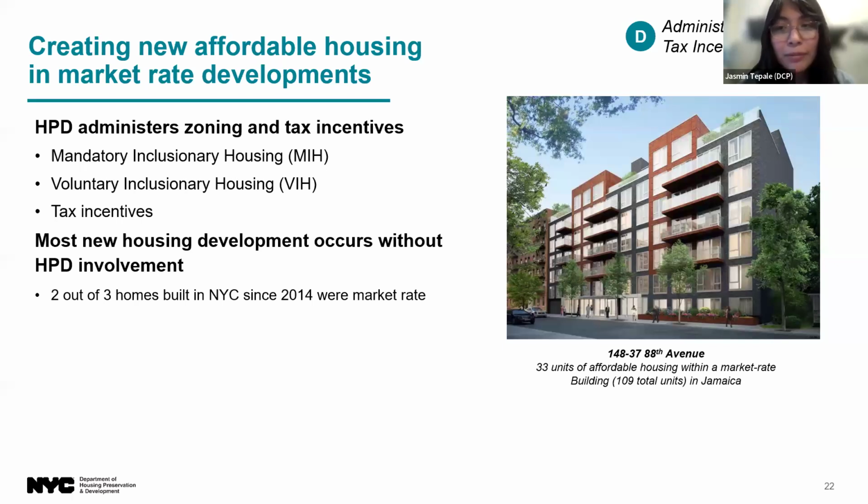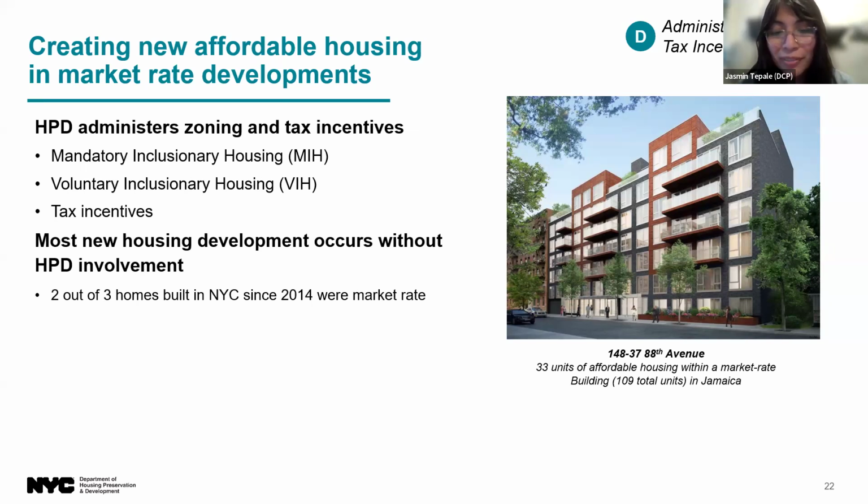So typically, we see either option one, which requires 25% of the unit set aside for households earning 60% AMI, or like 76K for a family of three. We have option two, which requires 30% of units set aside for households earning 80% AMI, or about 102K for a family of three. And then option three is a deeper affordability option, which has 20% at 40% AMI, which is about 51K for a family of three.